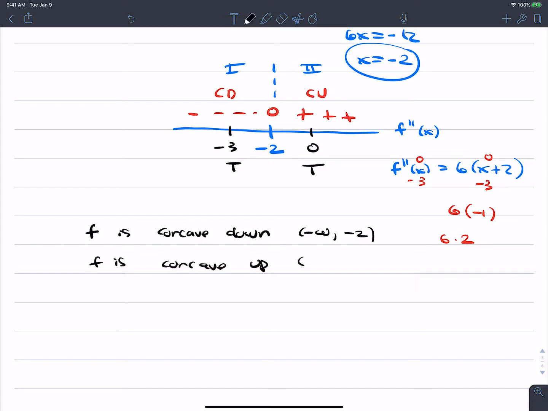This is going to be from what? -2 to infinity. Is that right? You know, and if you wanted, you could say, what does concave down look like? You don't hold water. What does concave up look like? You hold water.